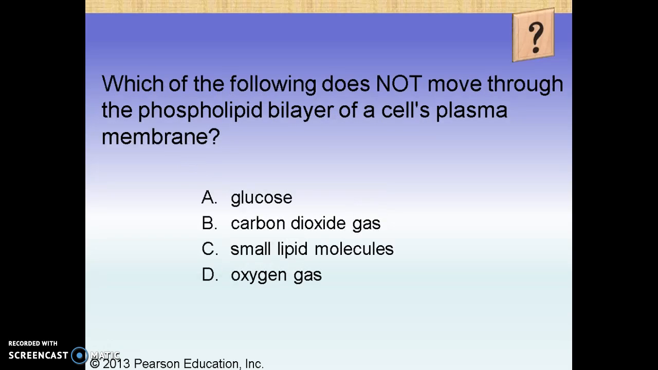Which of the following does not move through the phospholipid bilayer of a cell's plasma membrane? Again, we haven't gotten to this one yet in the PowerPoint, but that's okay. Glucose will not move through the membrane. Just about the only thing that moves through the membrane is gases and small lipids.